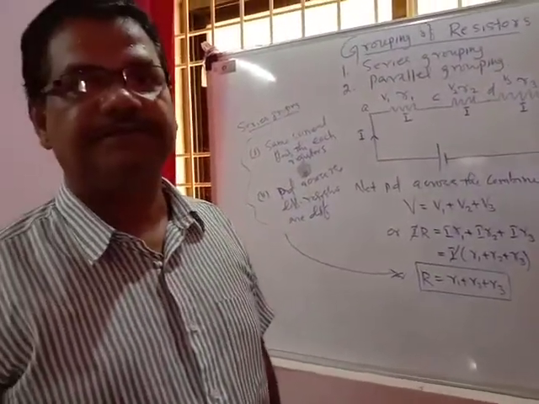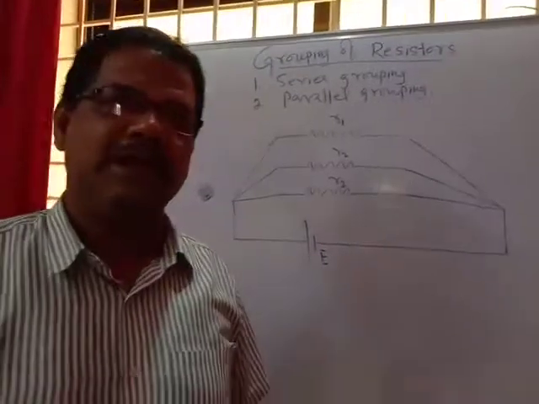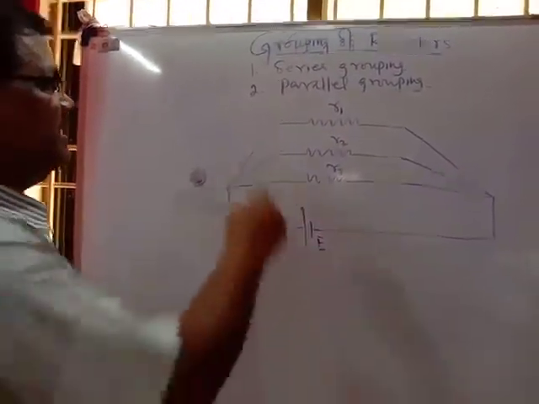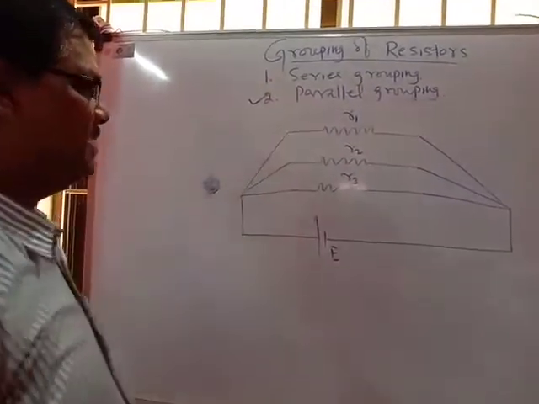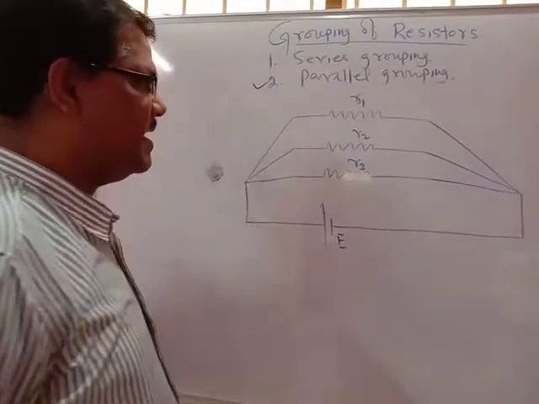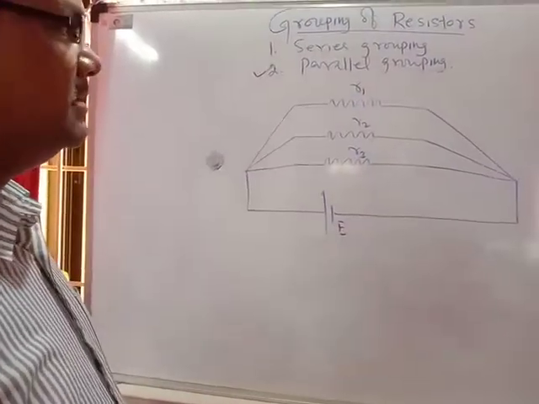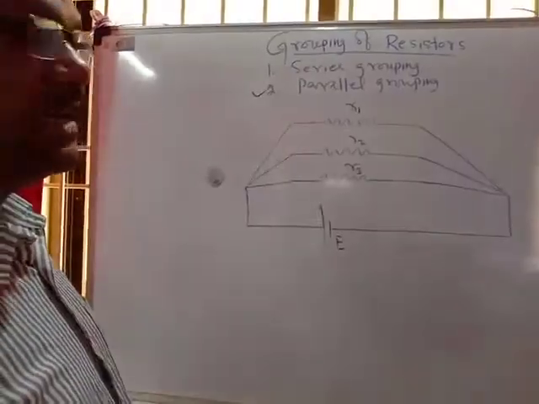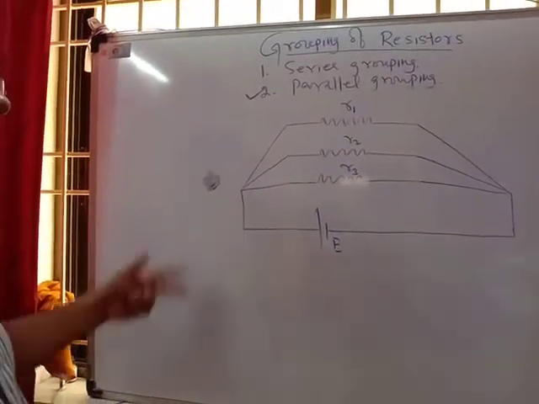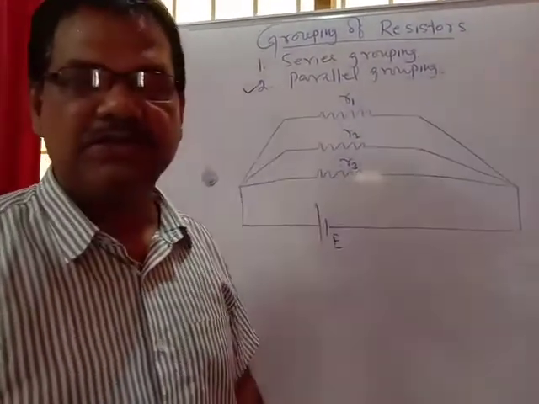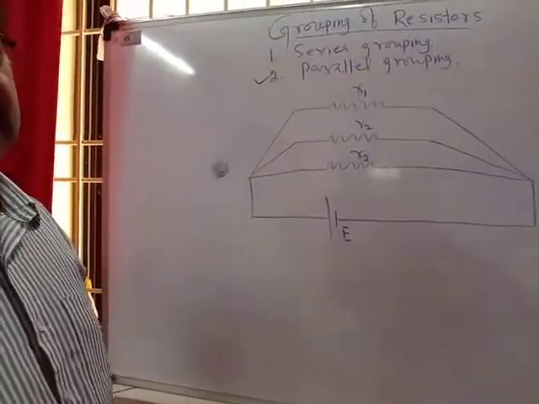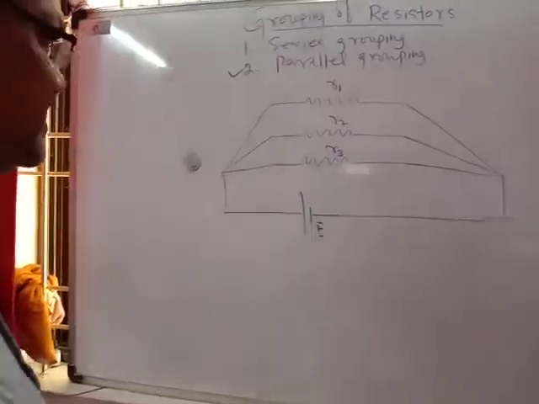Next, another type of grouping is parallel grouping. What happens in parallel grouping? R1, R2, R3 are connected in parallel. The resistors are said to be grouped in parallel if different current flows through each of the resistors. Different current flows through each of the resistors, but the PD across each of the resistors is the same.